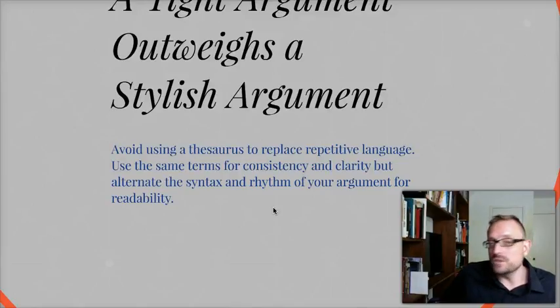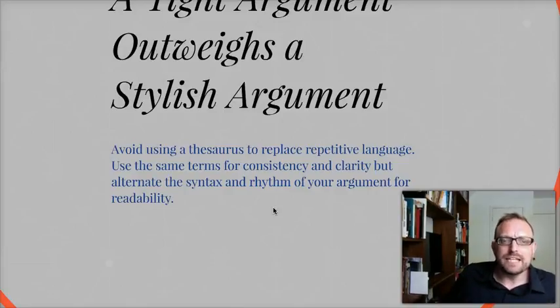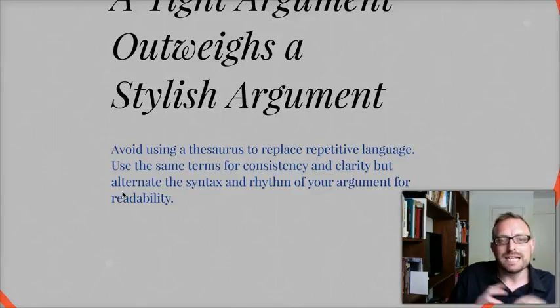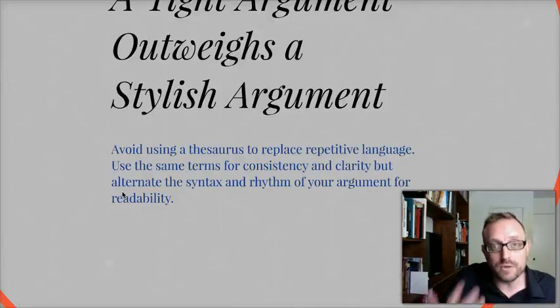So you can always use a thesaurus, but you shouldn't rely upon it for style, right? Because otherwise you'll conceptually destabilize the argument, right? And I think you should always use the same terms for consistency and clarity. But one of the things you can do, and the textbook doesn't talk about this, but I think you can alternate the syntax and the rhythm of your argument for readability. So instead of being worried about writing a stylish argument, if you're going to write an argument, instead use the same terms consistently, but rotate the syntax, the way in which you order your sentences, in order to create a rhythm for the reader to follow along with, using the syllables.